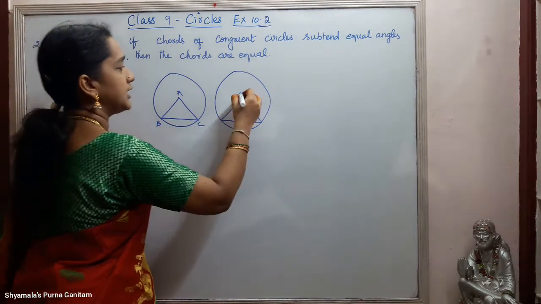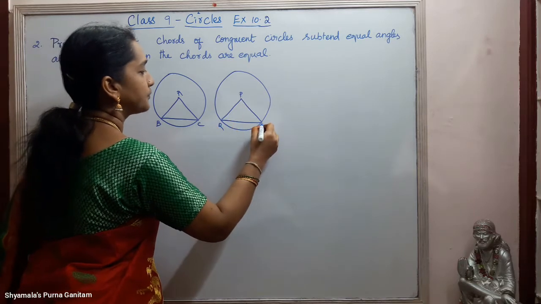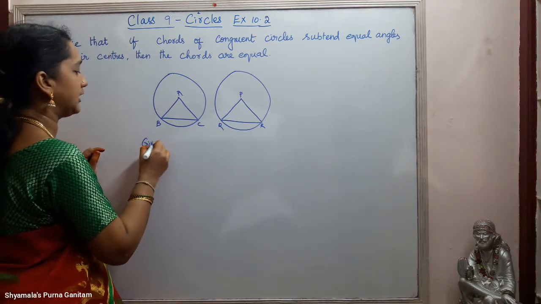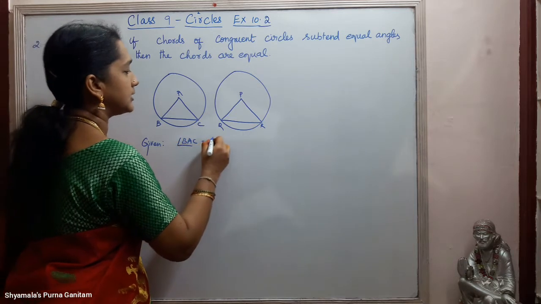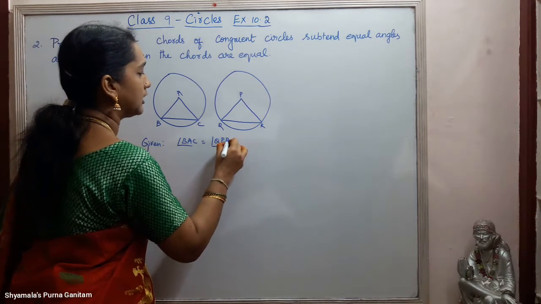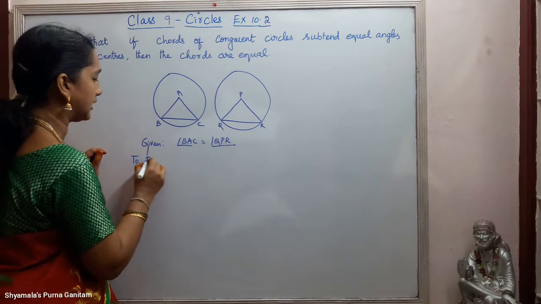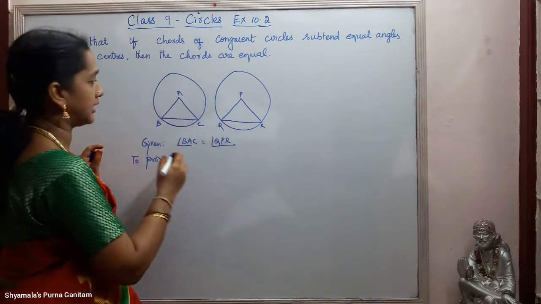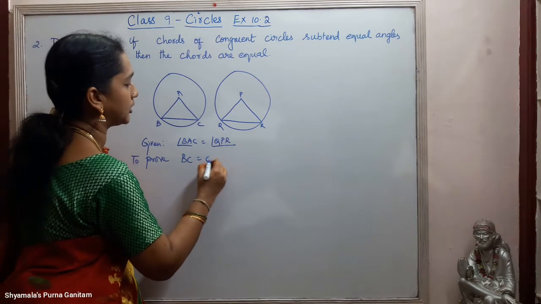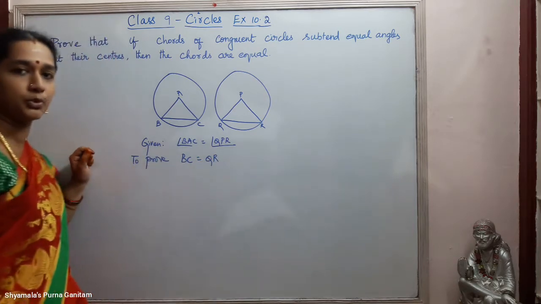So ABC, PQR. In the question it is given that they subtend equal angles, that is, angle BAC is equal to angle QPR. We are asked to prove that the chords are equal, that is, BC is equal to QR.